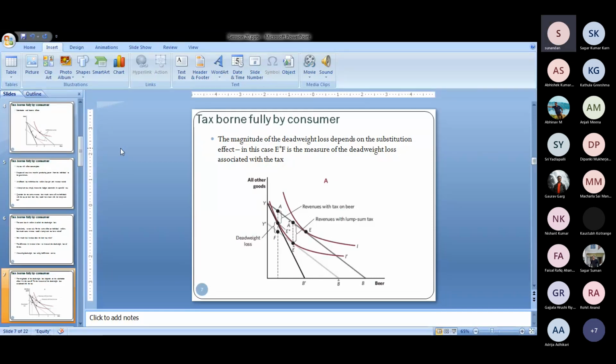So the very simple intercept E star F is the deadweight loss associated with a tax on beer as compared to a lump sum tax, which would keep this individual at the same utility level, I think.